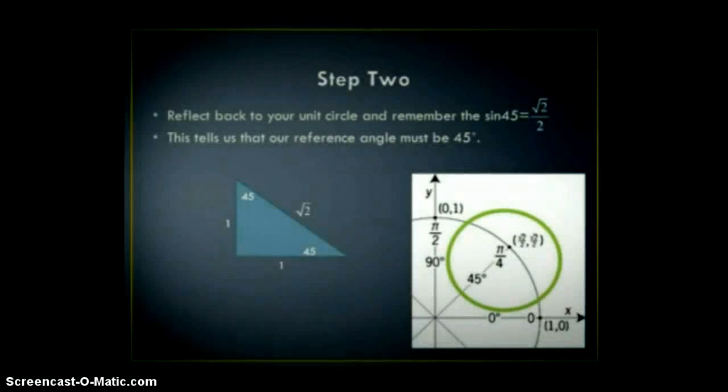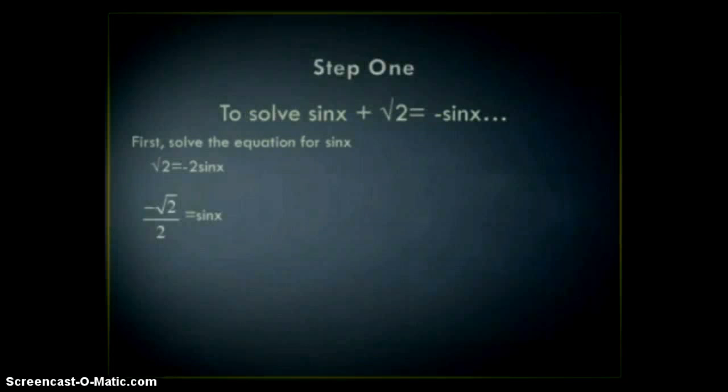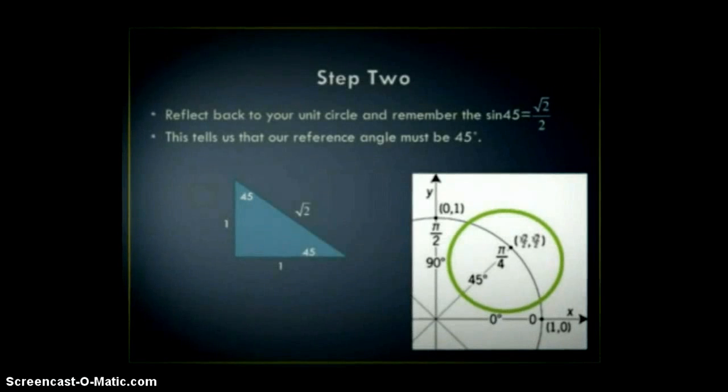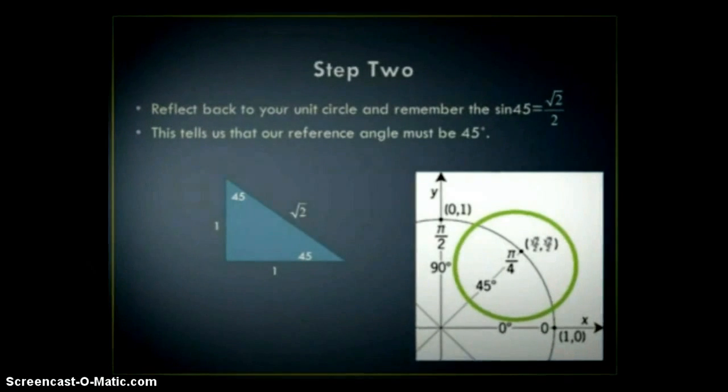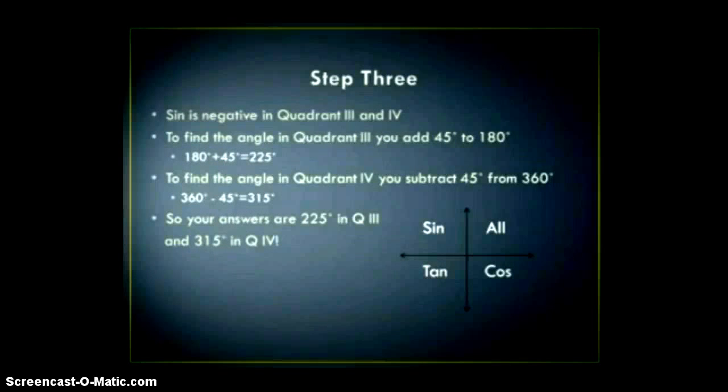And our next step is to take a look at our unit circle and our special triangles. And you can see that the sine of 45 equals the square root of 2 over 2. So what that tells us is that our reference angle has to be 45 degrees, because if you take a look at earlier, we have the square root of 2 over 2 equals sine x. So now we know our reference angle. We can go to step 3. This is where we're going to get our final answer.